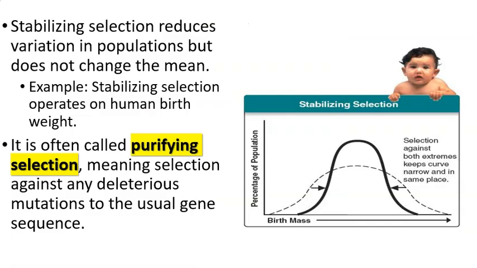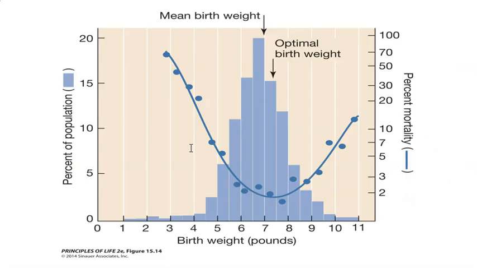So let's give examples to help us understand. Stabilizing selection is also called purifying. It selects for the average. For example, here's the average, and you can see percent mortality is in the line. Optimal birth weight is roughly right here, give or take. And you can see mortality increases when you're super small or actually larger. So this is purifying selection.